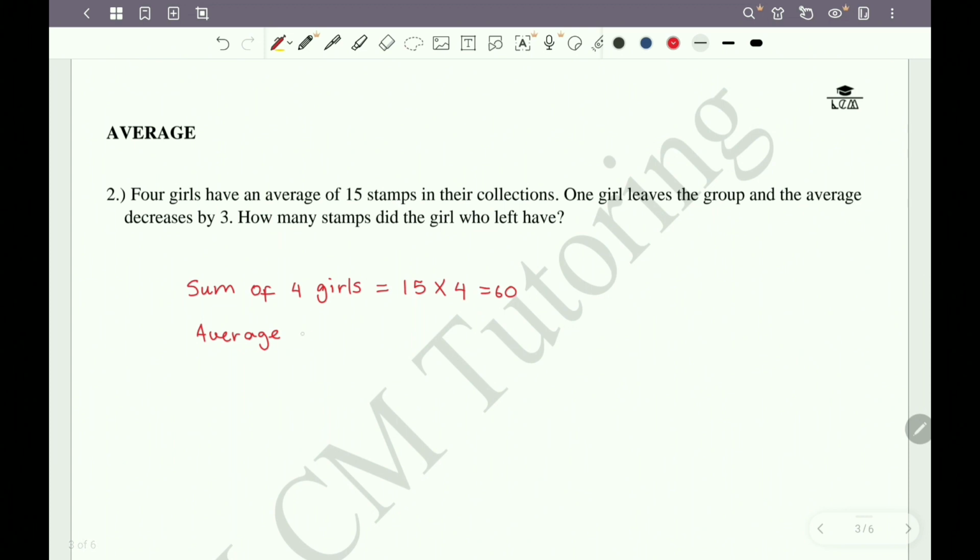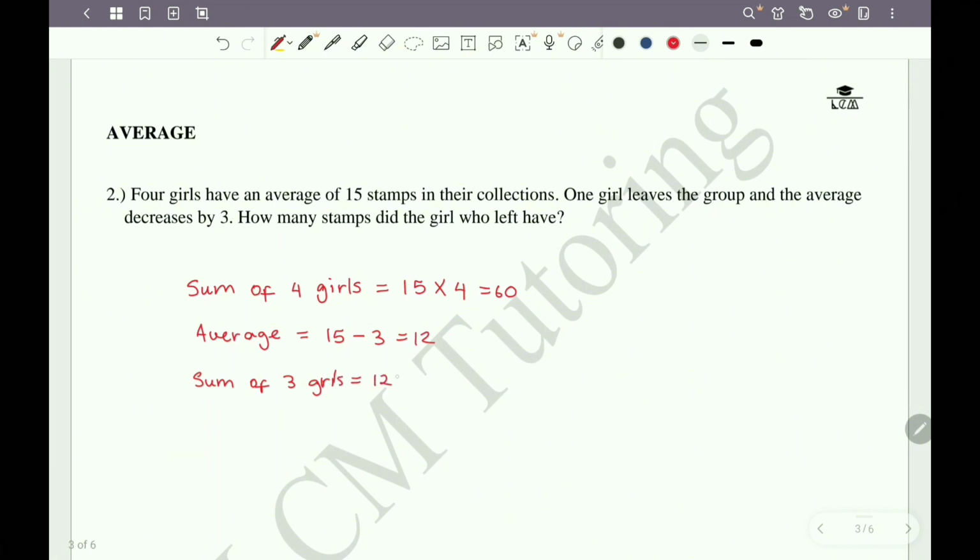So what does it mean for a number to decrease by 3? Well, you will subtract 3 from the average. The average, 15, decreases by 3. So we'll do 15 minus 3, and we'll have now an average of 12. So these 3 girls have an average of 12 stamps. So if they have an average of 12 stamps, what would be the sum? The sum of the 3 girls.